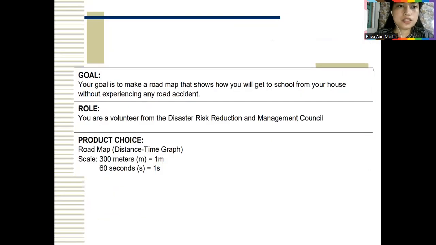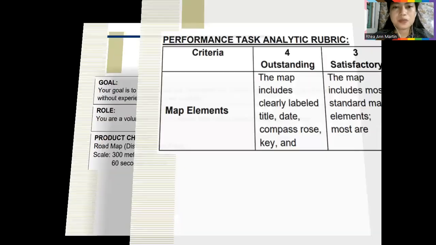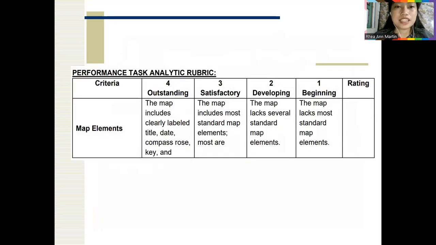So the goal is for you to make a roadmap depending on the situation you choose, situation A or situation B. So the product choice is you need to have the roadmap. So 300 meters is equivalent to 1 meter. Excuse me. 60 seconds is equivalent to, I'm sorry, 1 second.